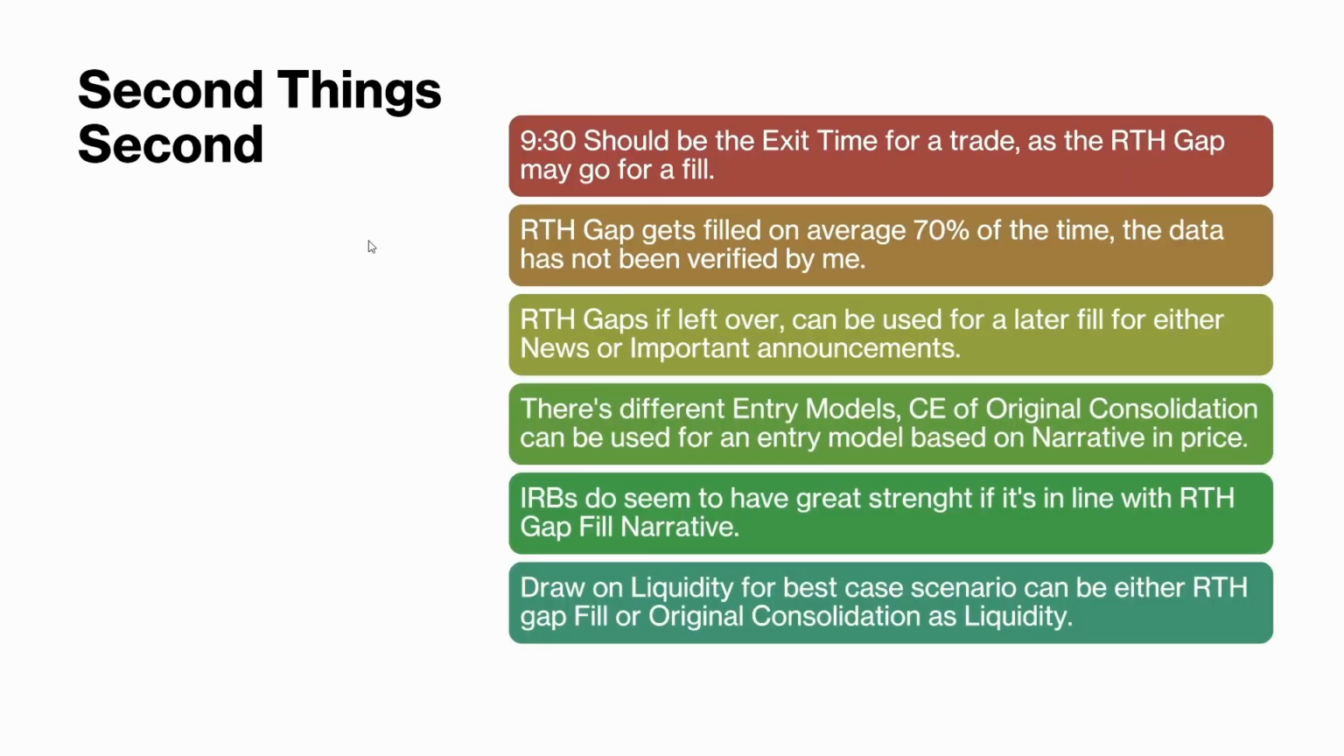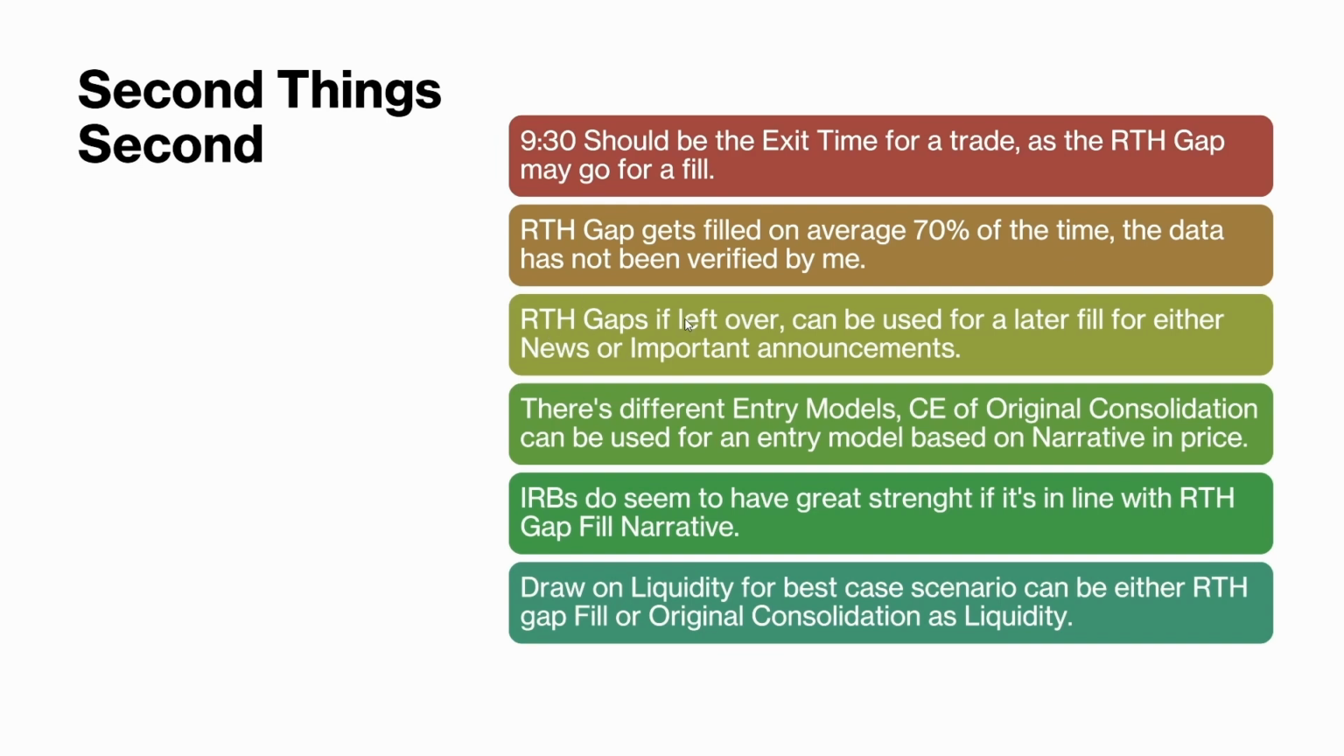And second thing second, this is the RTH model. 9:30 should be the exit time for a trade, okay? Based only on the 6 a.m. model, okay? As the RTH gap might go for a fill, okay? It's a might, since the RTH gap gets filled on average 70% of the time, okay? The data has not been verified by me. That's something that's very key, okay?